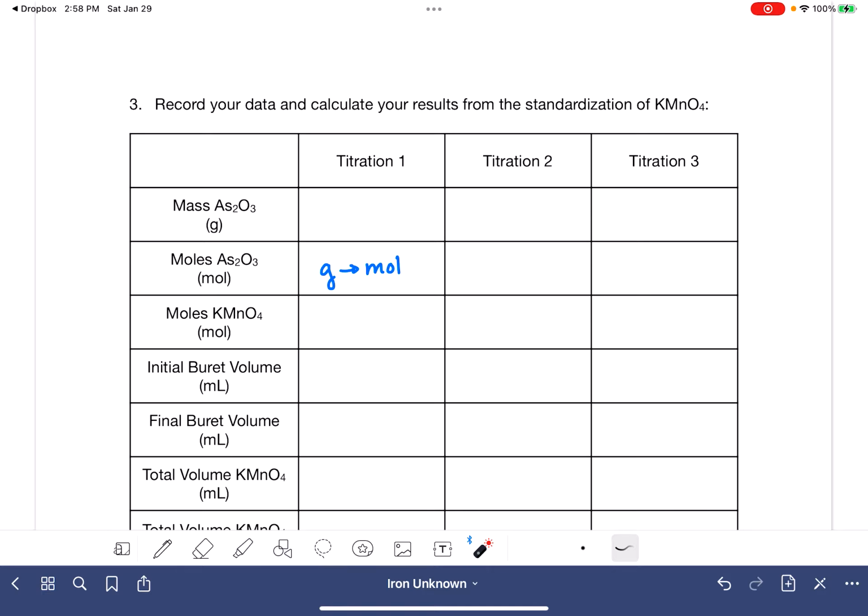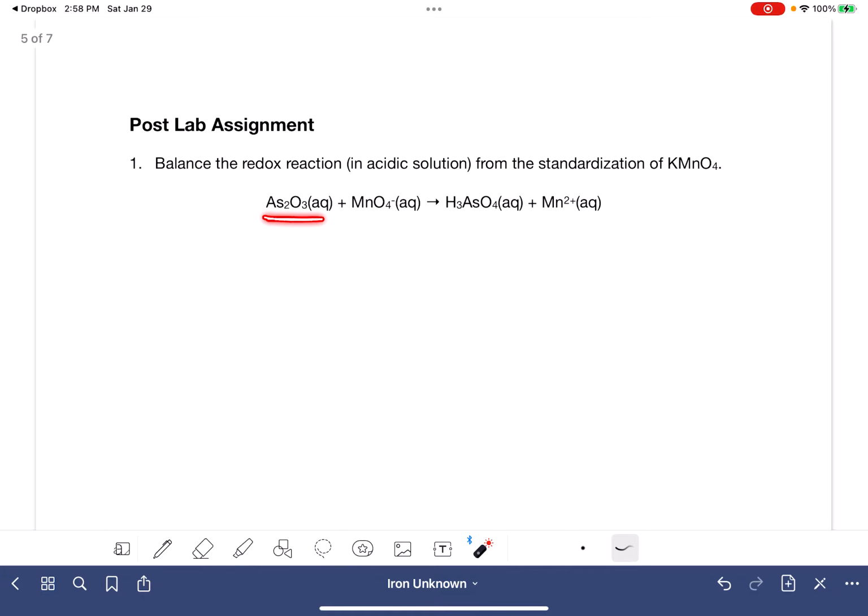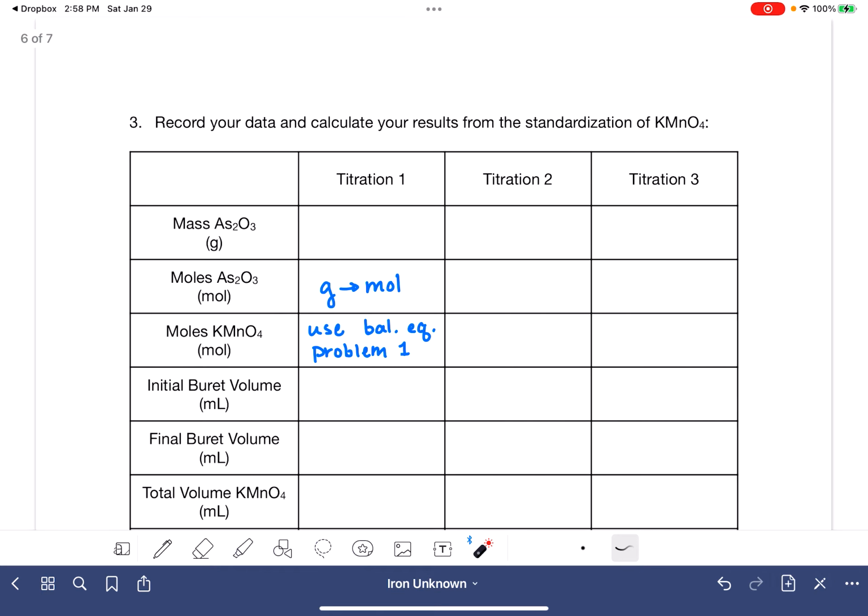Then you are going to be converting the moles of As2O3 into moles of KMnO4. To do this, you are going to use the balanced equation in problem number 1, the first equation that you balanced. This balanced equation is going to give you the relationship between these two substances. This is unbalanced. It's not a one-to-one relationship, but once you get it balanced, you will know the relationship, so you'll be able to figure out the moles. So this is a mole to mole conversion.